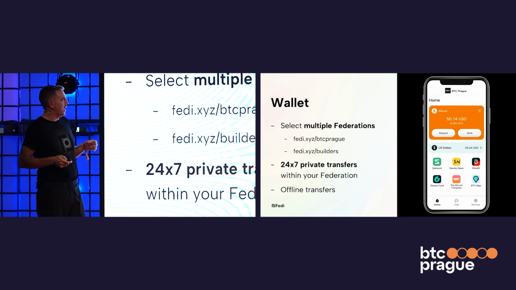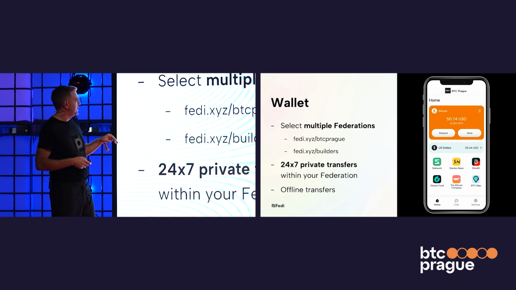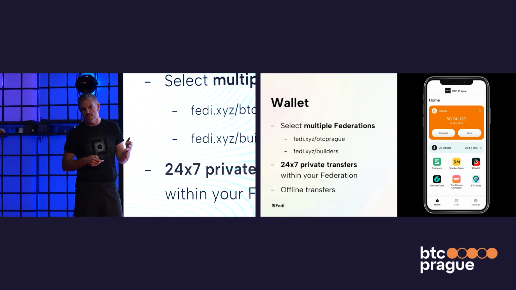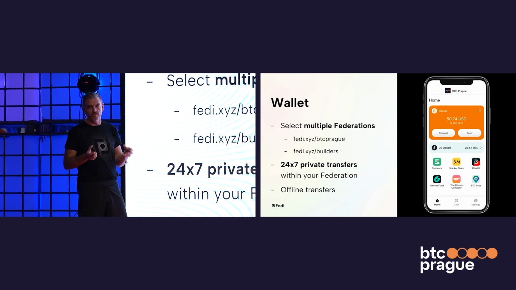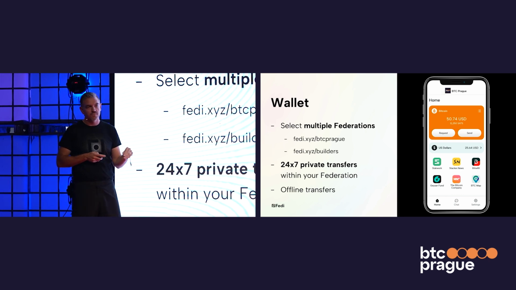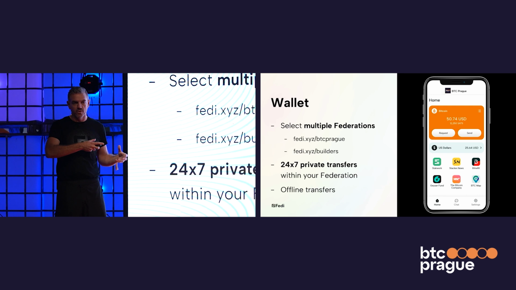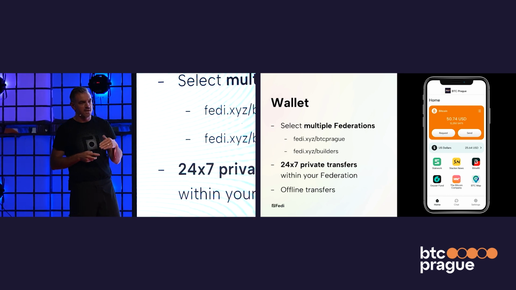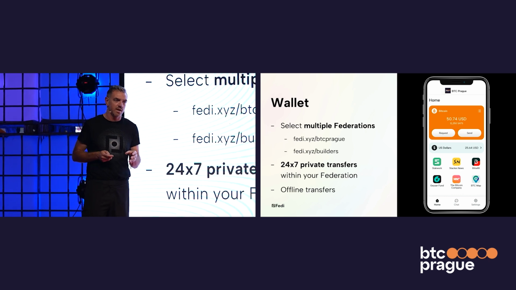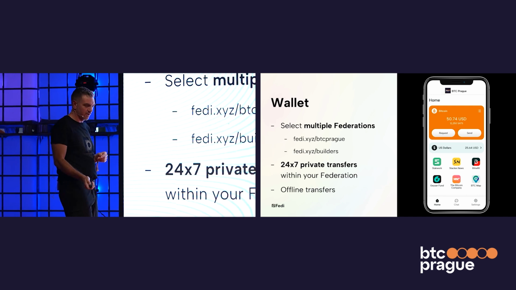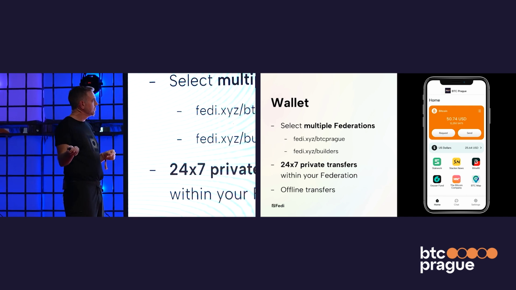So inside the app, one of the first things you might see is that you can join multiple federations. So if you're already playing with our pilot, our alpha release, we can access it at fedi.xyz/builders. That'll actually give you a signet version of a federation that you can play around with and see. And you can flip between that and the mainnet version all inside the same app. And that's available with BTC Prague. If I just click on here. Is this going to go?